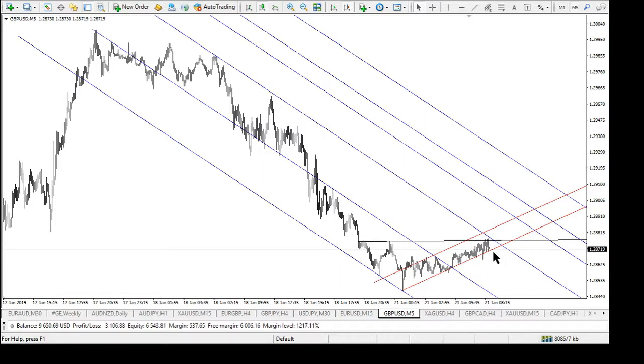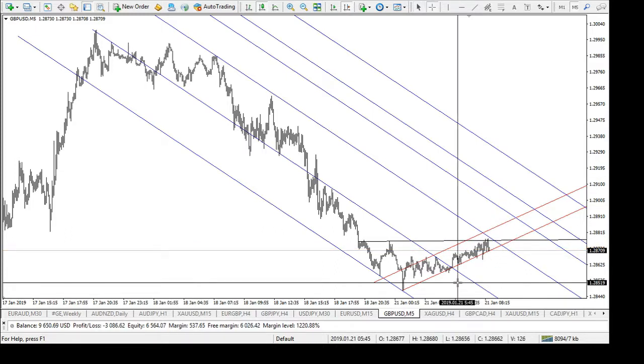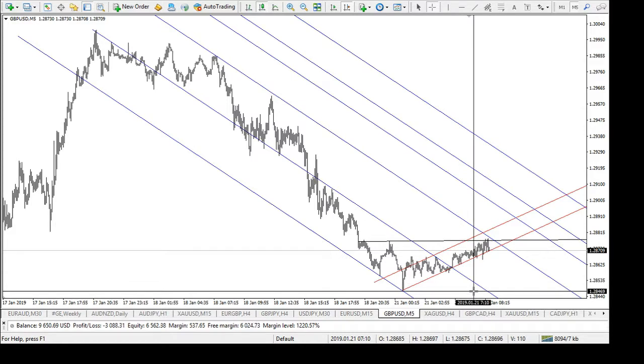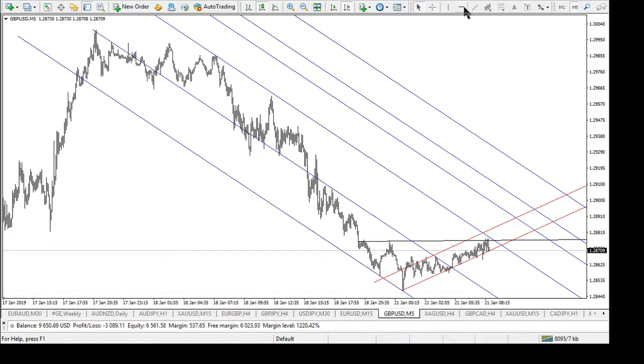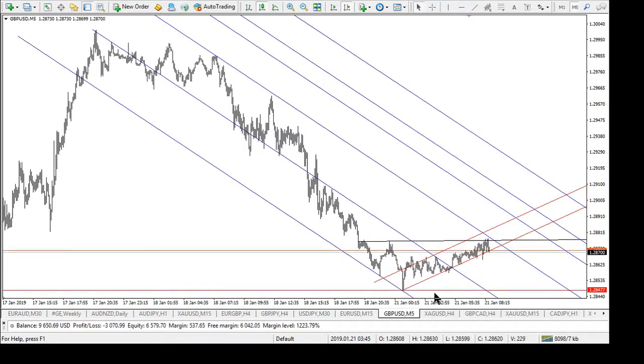That's it for this video. We are waiting for the price to either break this level so we can pick up going long, or break below this key support level.